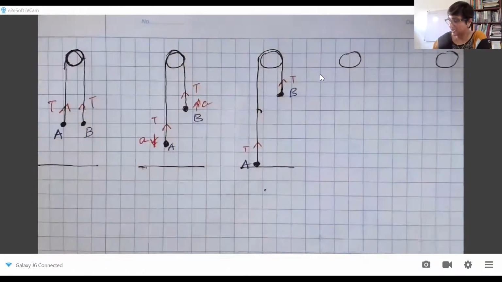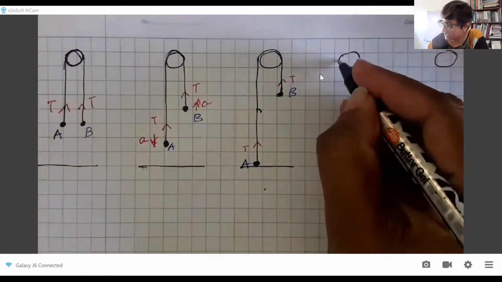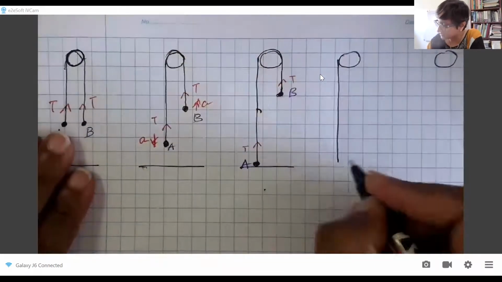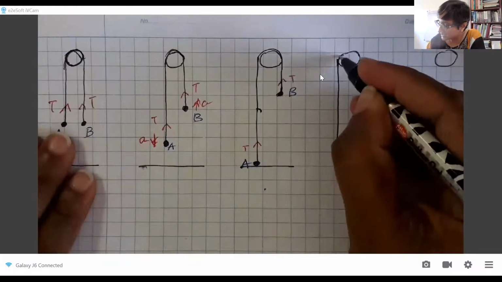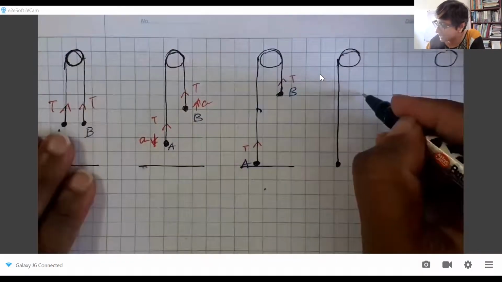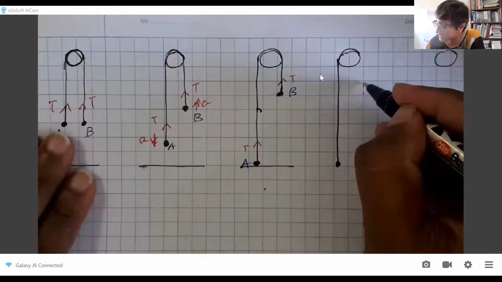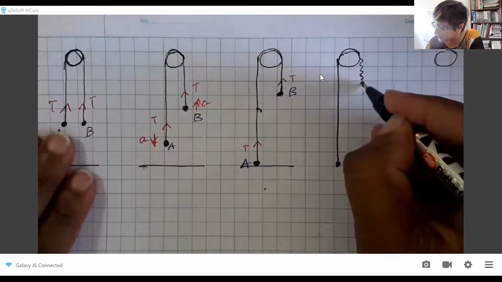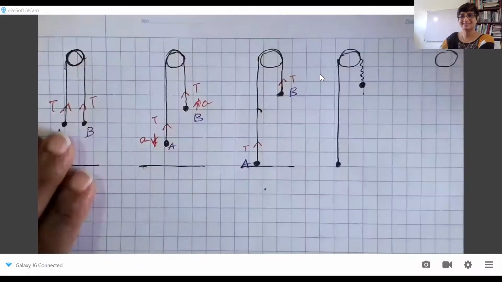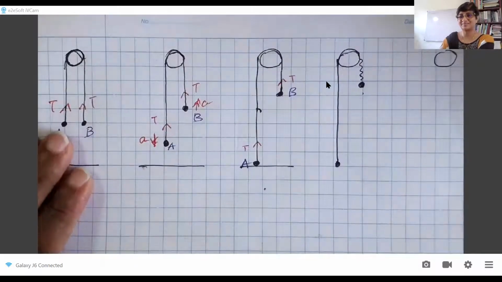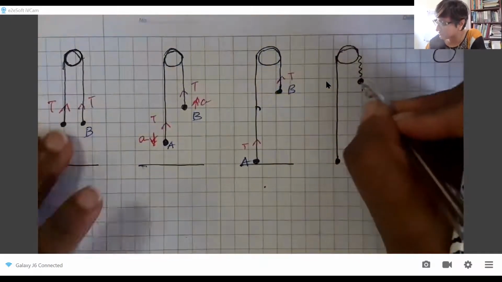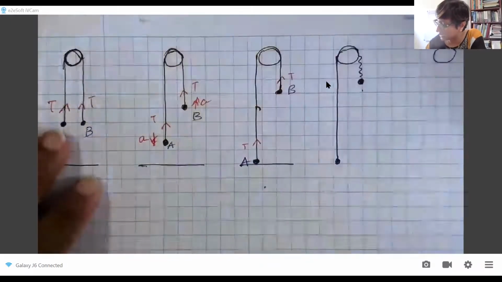What happens after this is, next moment, now this is hanging down. B will still keep moving up, and then the string will become slack there. Slack is the word. So no tension on B, no T now, but it's moving up.